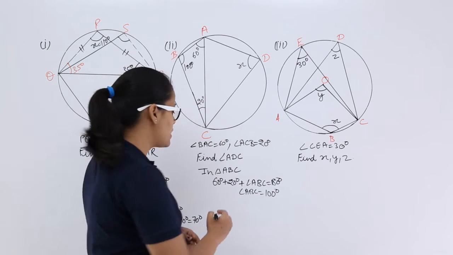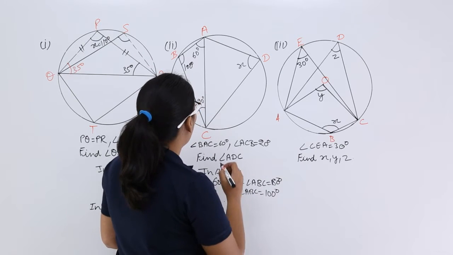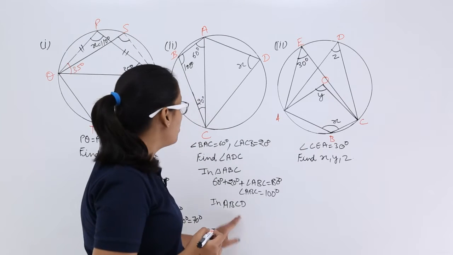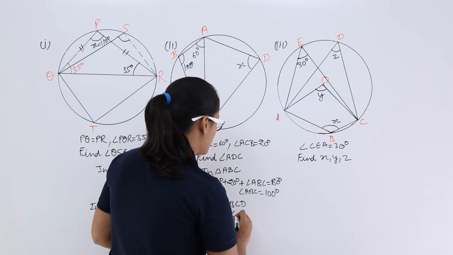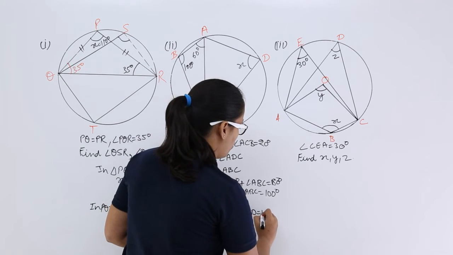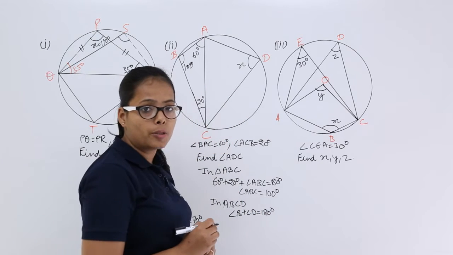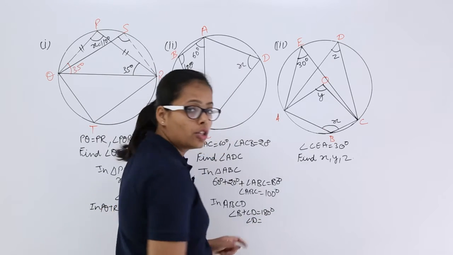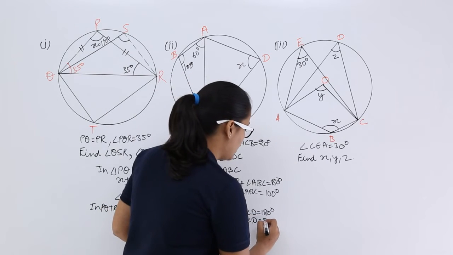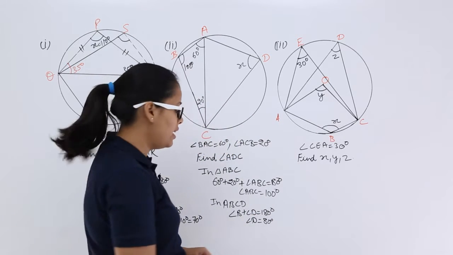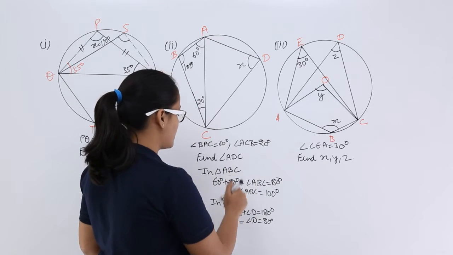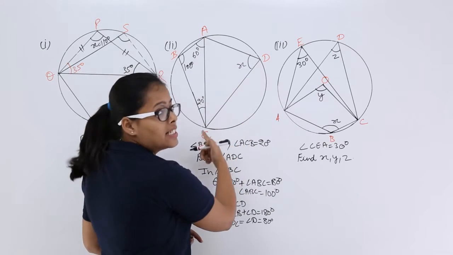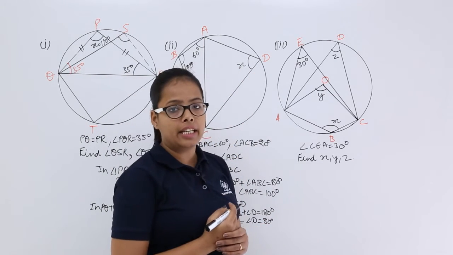After this, let's consider cyclic quadrilateral ABCD. In this cyclic quadrilateral, take the sum of opposite angles, which is angle B plus angle D is equal to 180 degree according to circle's property. Now you know the angle at B, which is 100 degree. So 180 minus 100 will give you 80 degree. So here you can write angle D of this cyclic quadrilateral as angle ADC, and this angle is 80 degree.